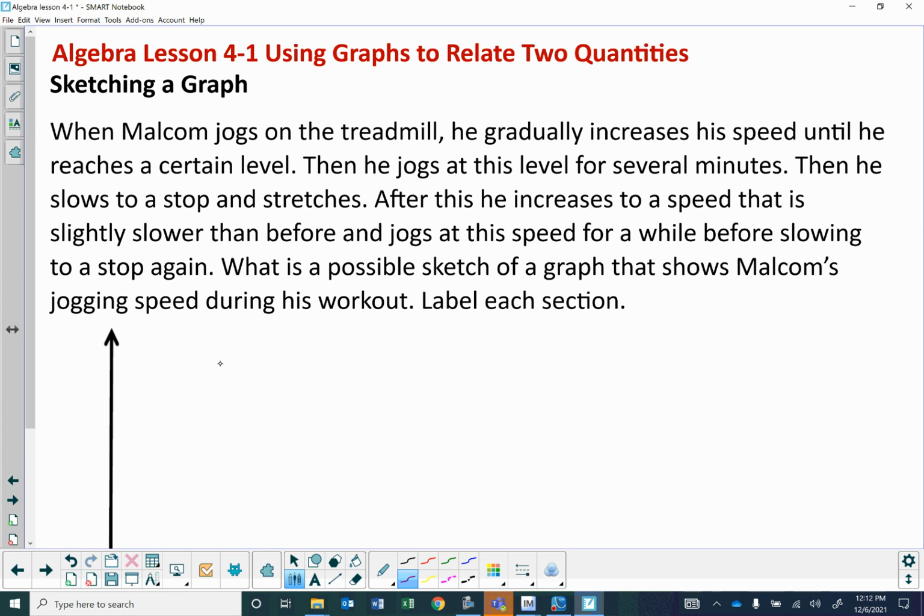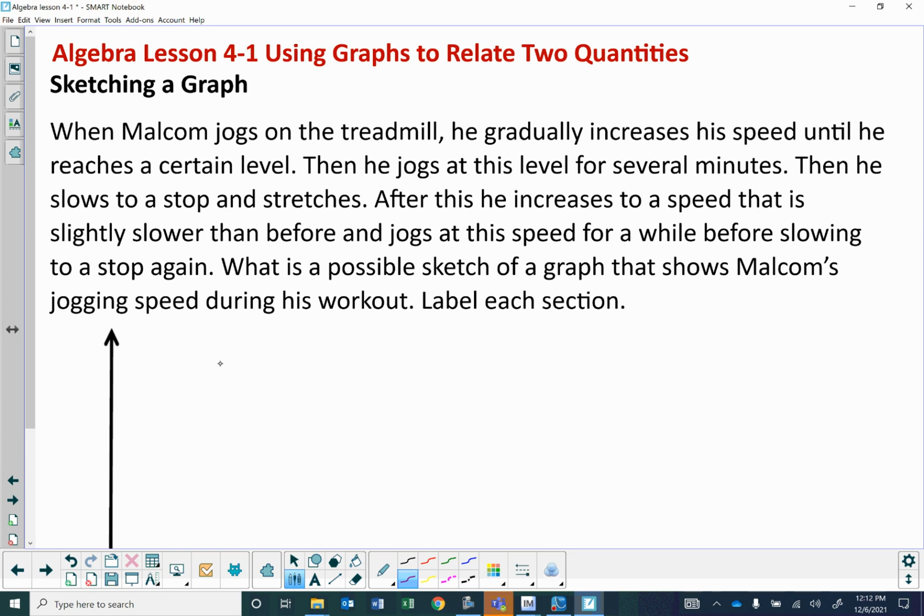When Malcolm jogs on the treadmill, he gradually increases his speed until he reaches a certain level. Then he jogs at this level for several minutes. Then he slows to a stop and stretches. After this, he increases to a speed that is slightly slower than before and jogs at this speed for a while before slowing to a stop again.